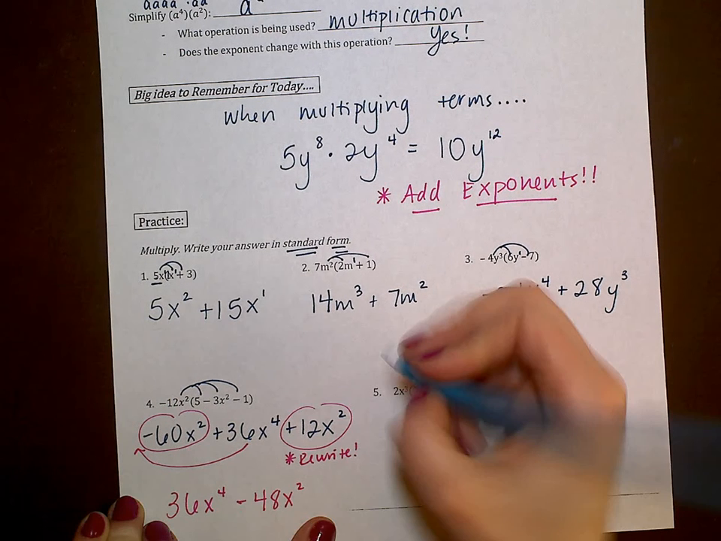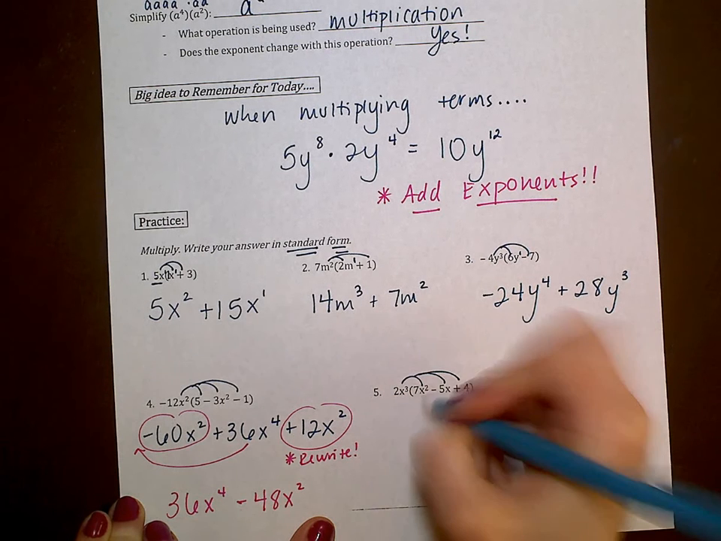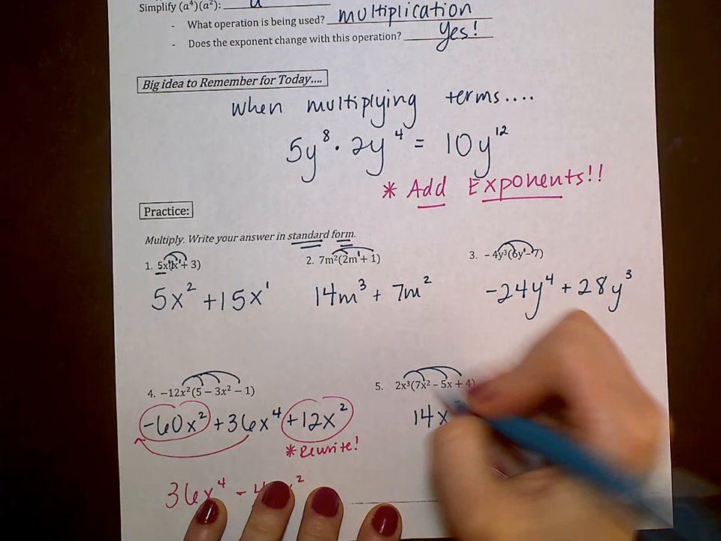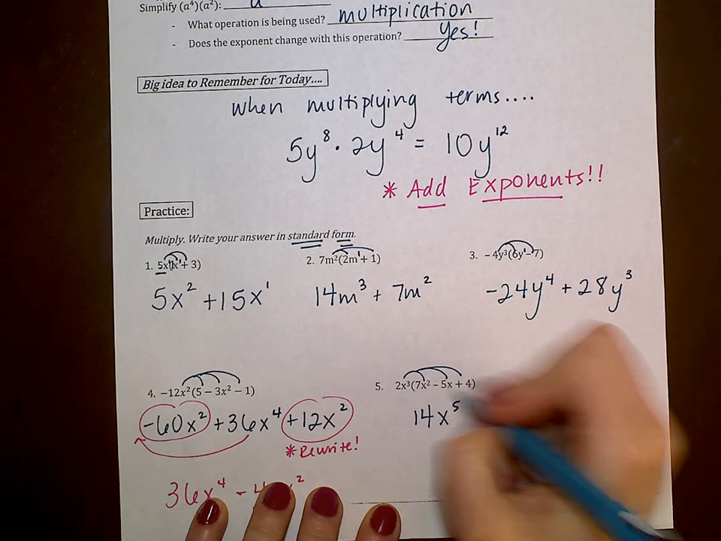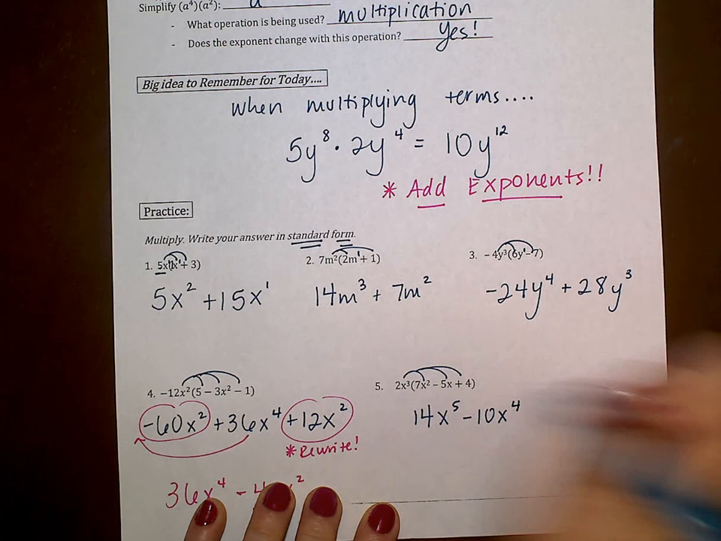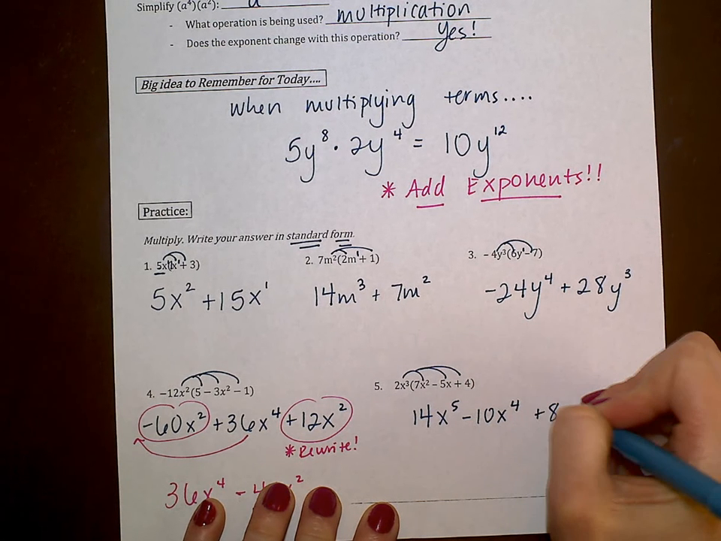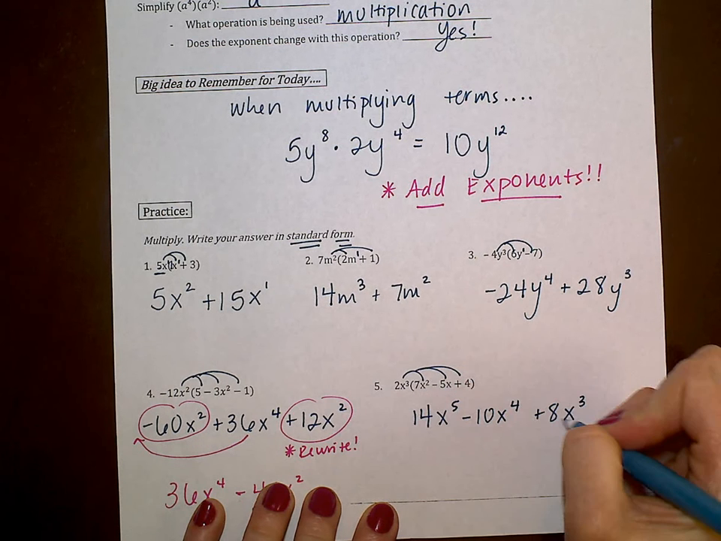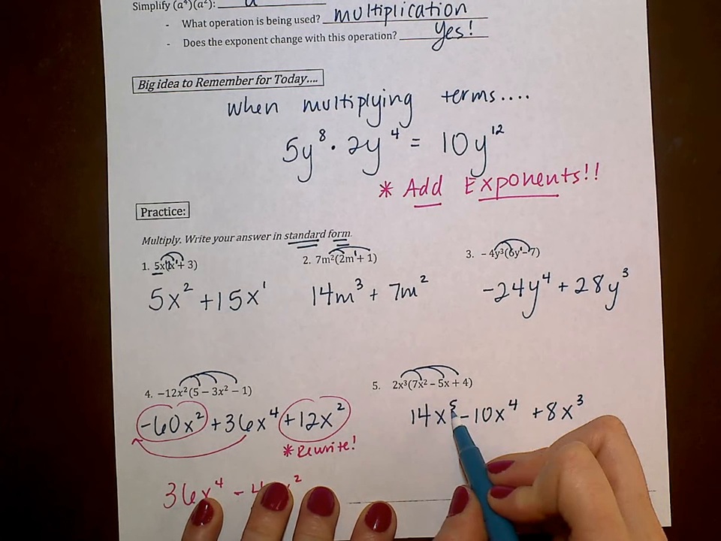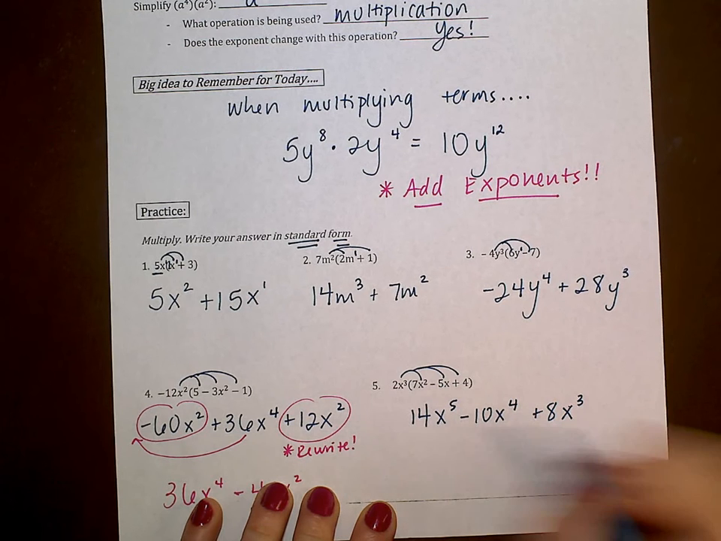All right, one more on this side. So this would be 14x to the fifth. Multiply the numbers, add the exponents. 2x cubed times negative 5x would be negative 10x to the fourth plus 8x to the third. Bring your x to the third down to the 8 if there's none to combine it with here. It goes 5, 4, 3, so that's in standard form. I'm good.